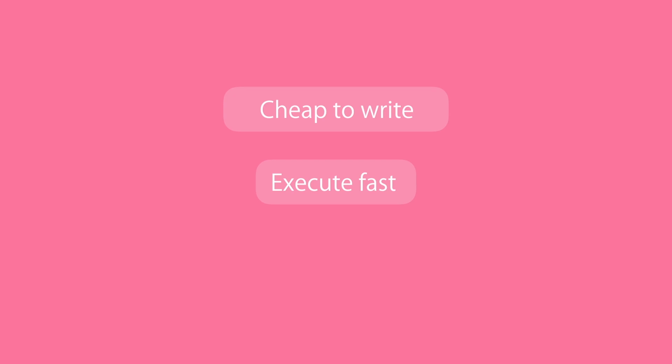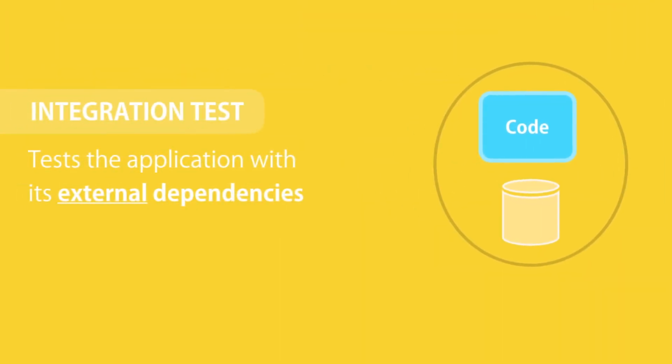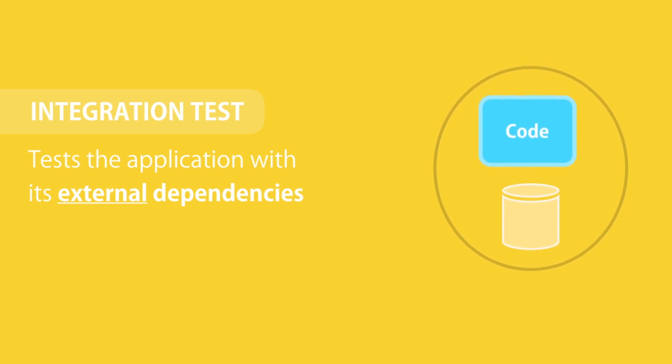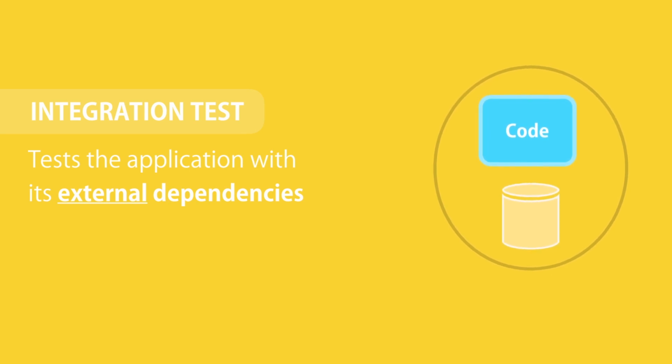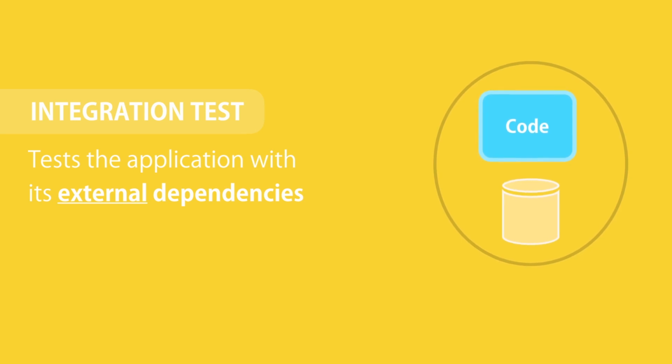However, since you're not testing these classes or components with their external dependencies, you can't get a lot of confidence in the reliability of your application. So that's when integration tests come to the rescue. An integration test tests a class or a component with its external dependencies. So it tests the integration of your application code with these concrete dependencies like files, databases, and so on.